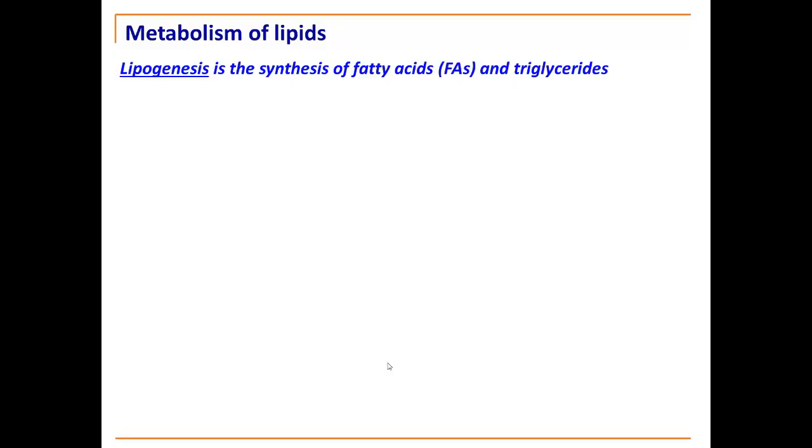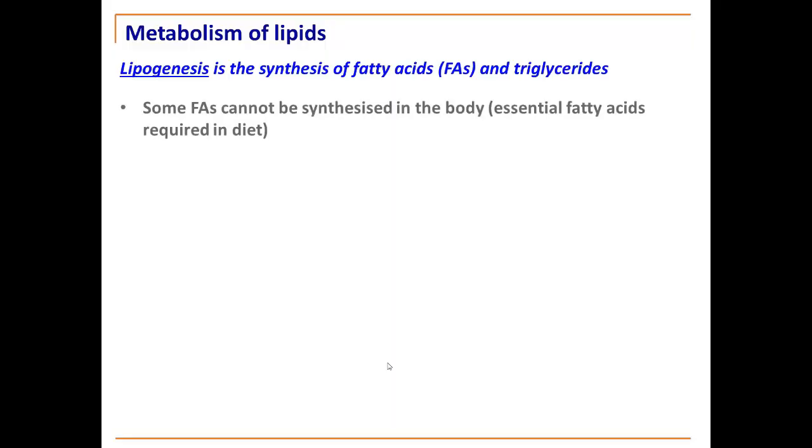So now we're going to go on to the metabolism of lipids. And as you may expect, lipogenesis is the synthesis of lipids. So it's the synthesis of fatty acids and triglycerides. Of course, some fatty acids cannot be synthesized in the body. These are our essential fatty acids. And our essential fatty acids, though we get them, tend to come from plants, and they are required to make some of the phospholipids in our plasma membrane, our cell membranes.